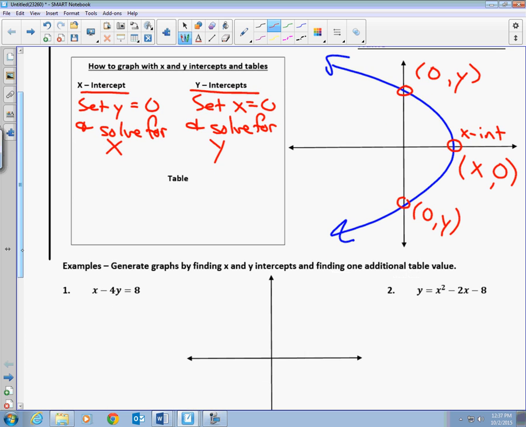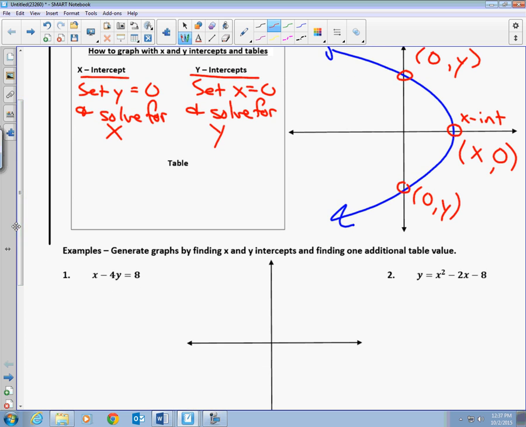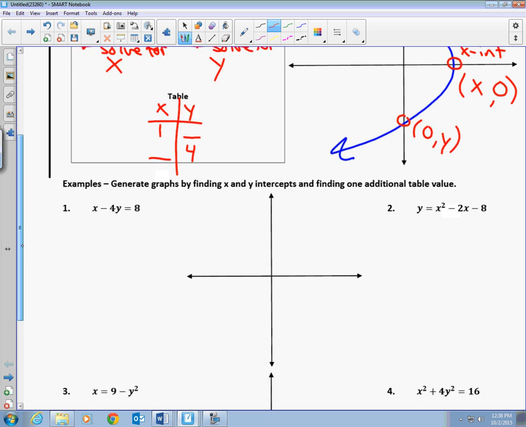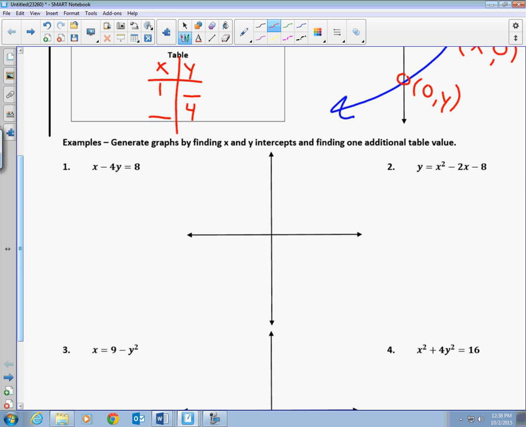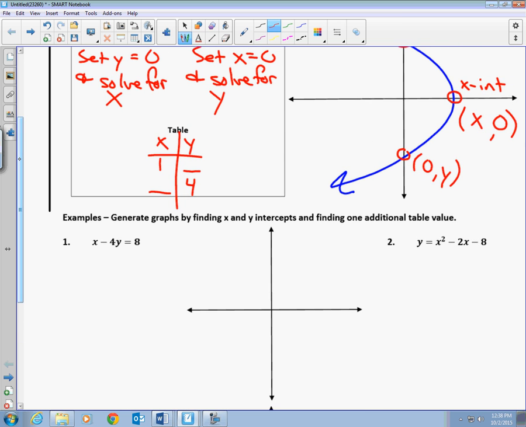And finally, if you need even more points in order to graph it, you can always make a table. You remember that you can make an XY table. Say you plug in 1 for x, you can solve for y, or plug in 4 for y, and you can solve for x, whatever it would be. Those are strategies right now for graphing. So we're going to use 4 examples, and then you're going to be able to work on your assignment in about 15 minutes.